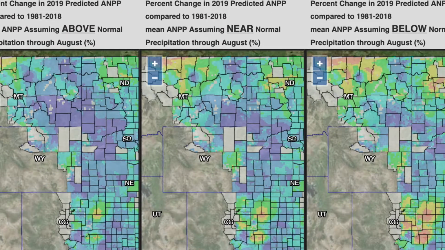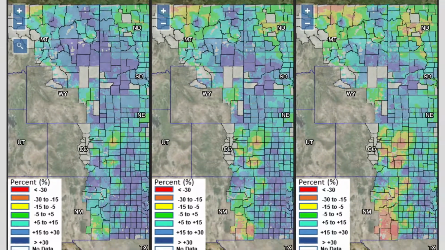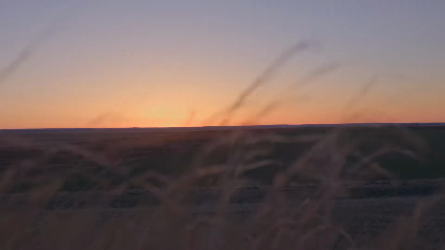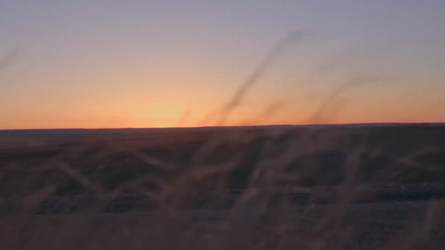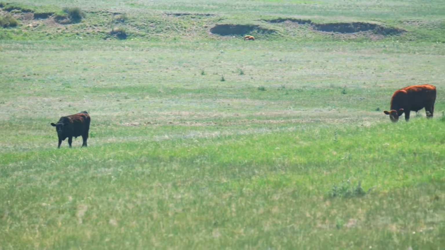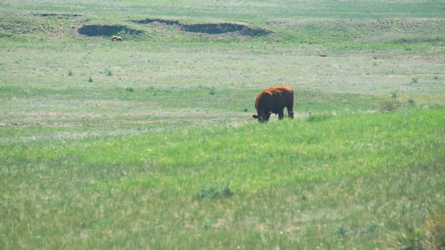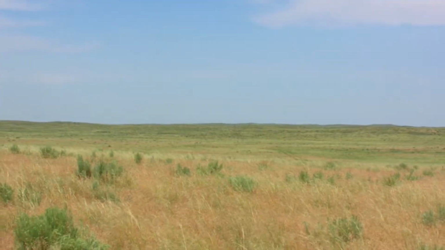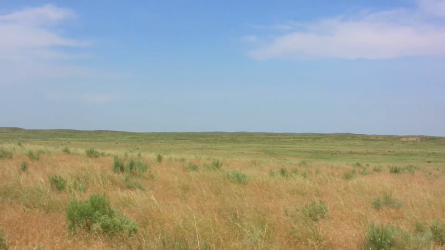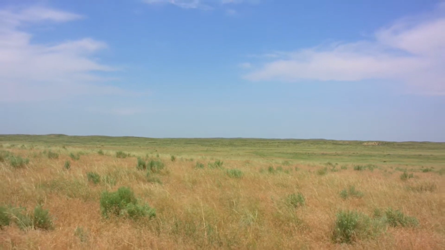In this tutorial, you will learn how to interpret the three GrassCast maps. GrassCast offers a forecast of how well grassland vegetation is expected to grow over the entire growing season, or how many pounds per acre you would expect to find if you went out and clipped it at its peak biomass.